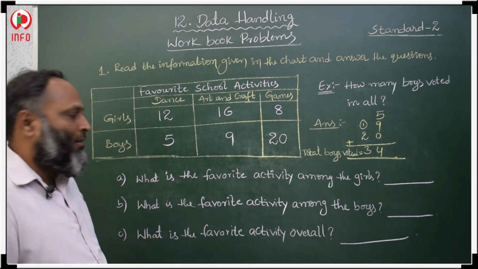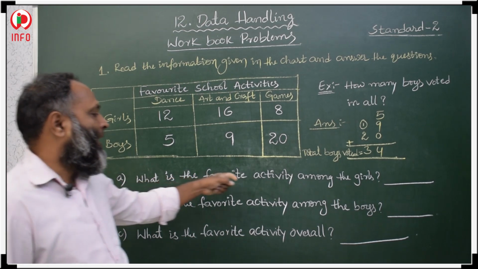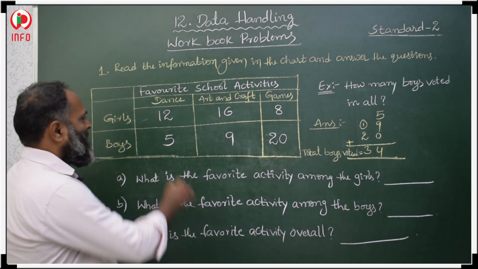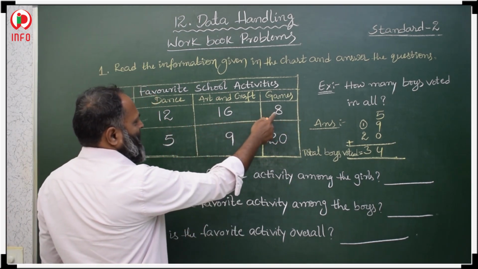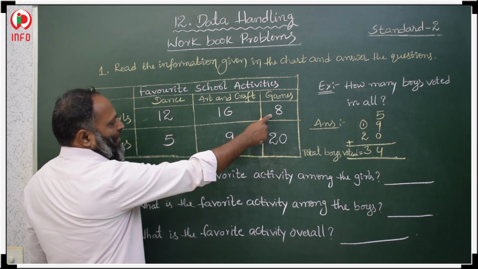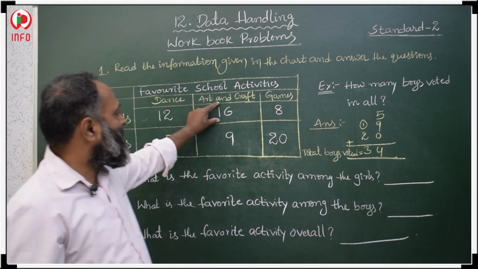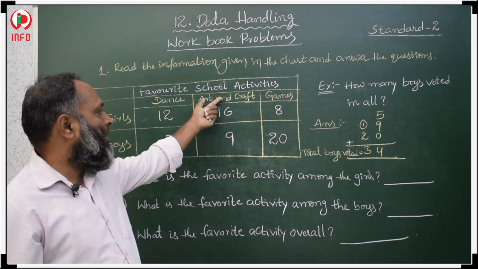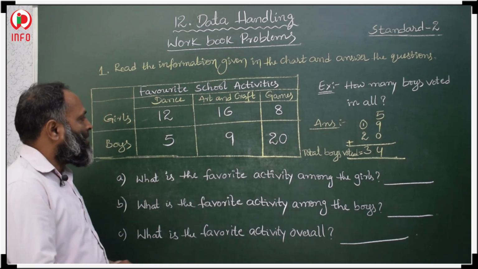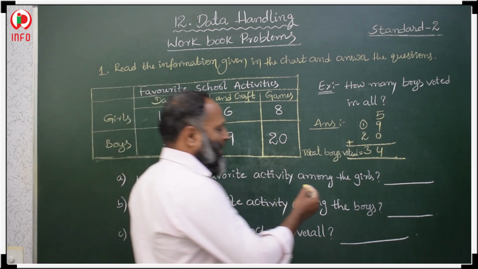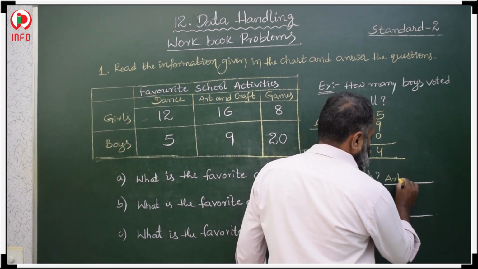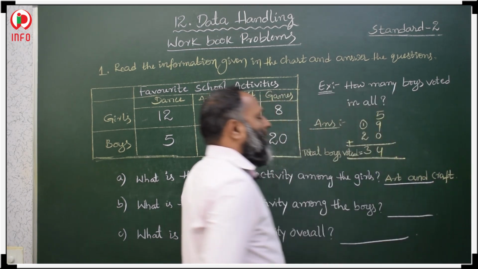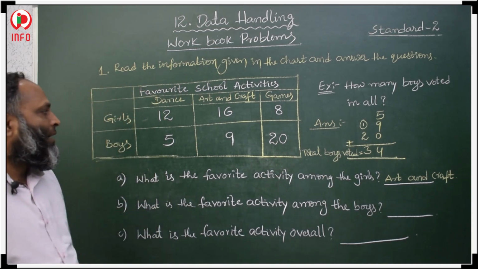That is the example. Here, what is the favorite activity among the girls? Among the girls means we should check in this girls column. The first is 12, the second is 16, the third is 8. 12, 16 and 8. Which one is the greater one? 16. 16 means art and craft. The girls' favorite activity is art and craft.